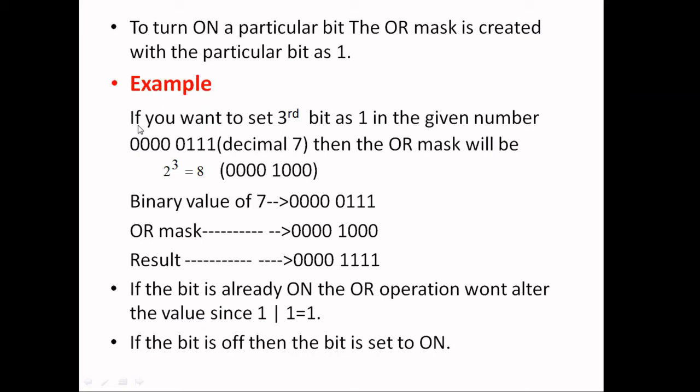00000111. Then the OR mask will be 2 power that numbered bit. So here you want to get the third bit, so make it 2 power 3. 2 power 3 is 8. And the binary equivalent of 8 is 00001000. So you have to write the binary value of 7, that is the given number, 00000111, and apply the mask. So what is the mask? Mask is 8. The binary equivalent of 8 you have to write. Okay. Then what happens? So the bitwise OR operator.